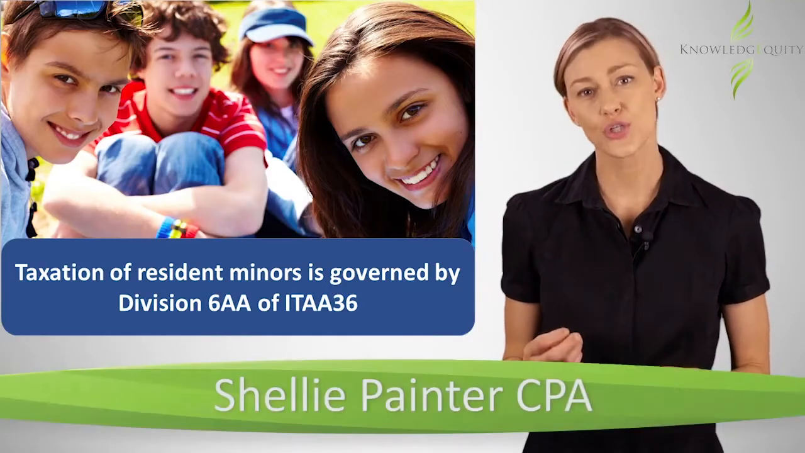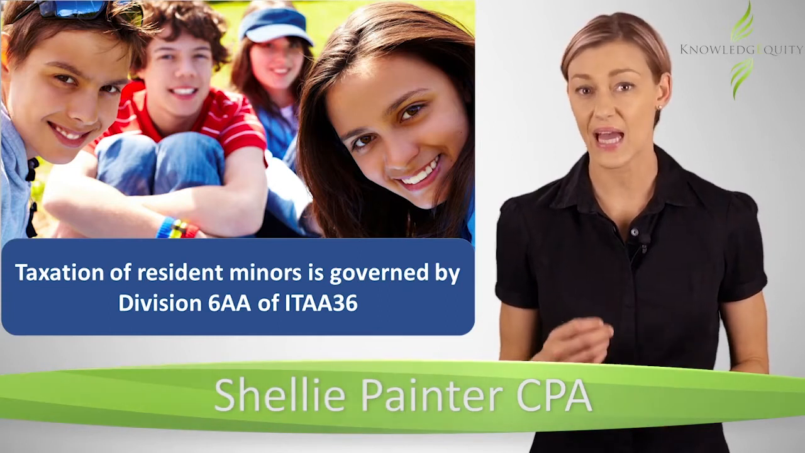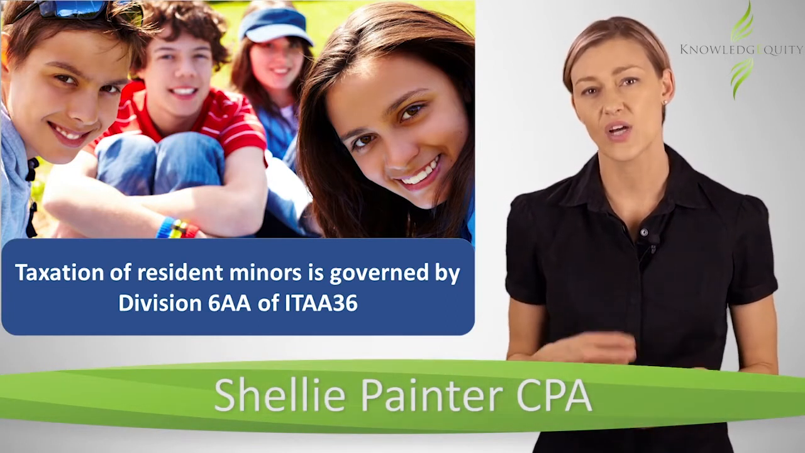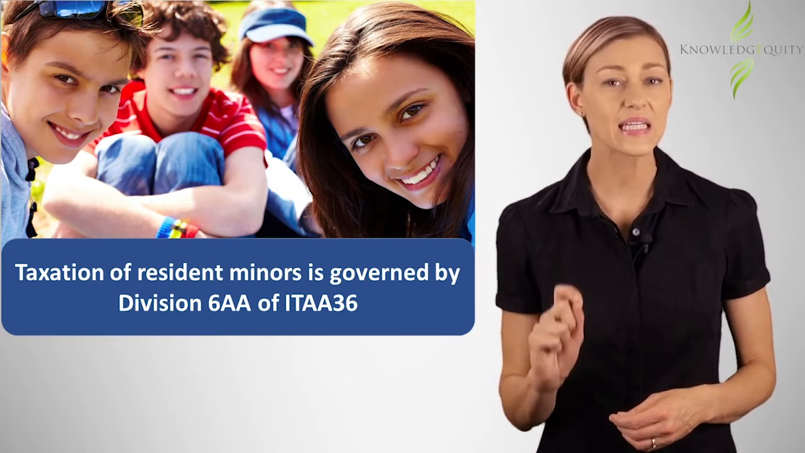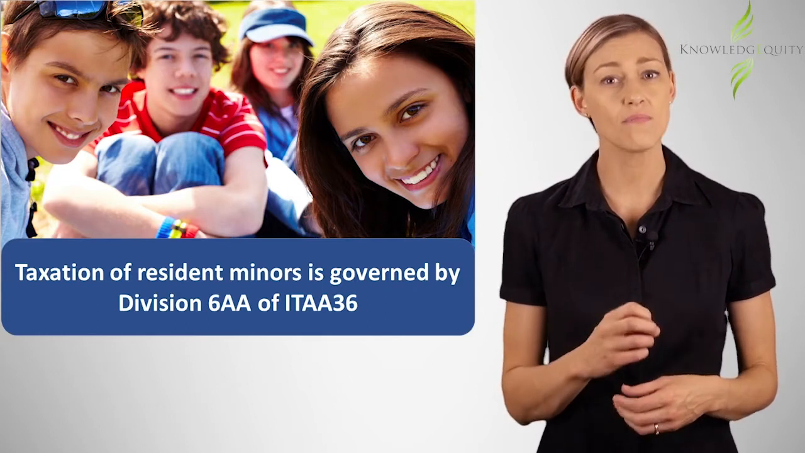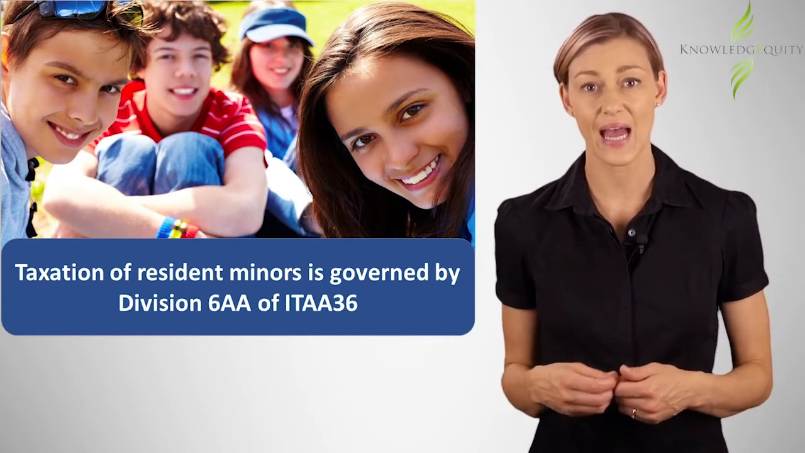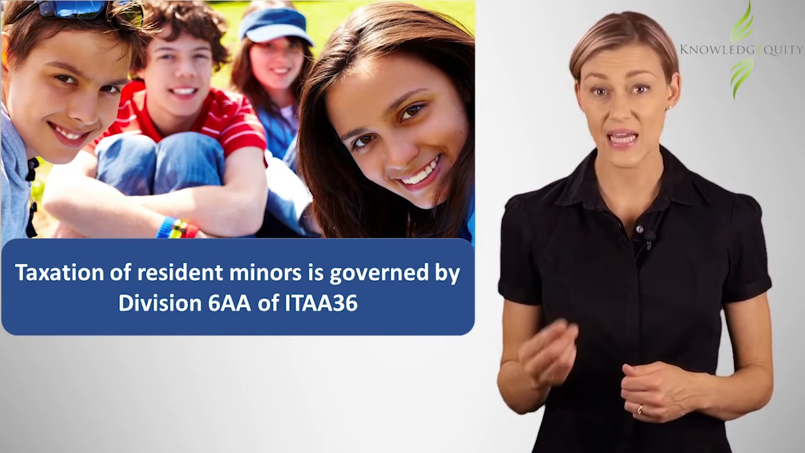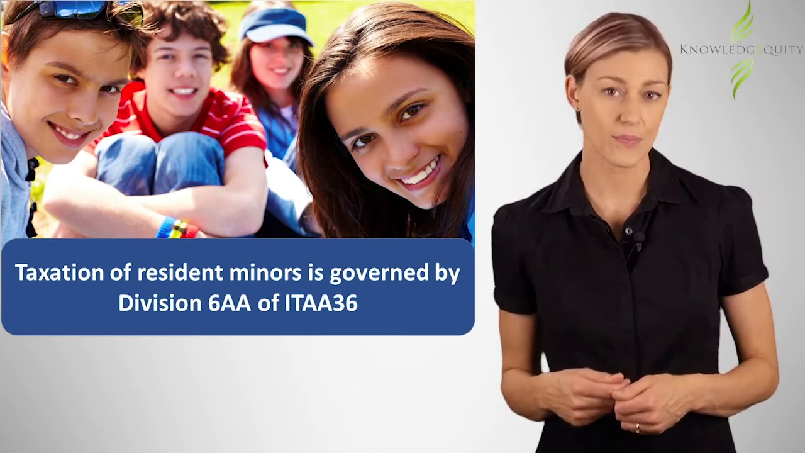Resident minors are children under 18 years of age who are taxed under Division 6AA of the ITAA 1936 at higher rates of tax on particular income they receive. The general rule is that a resident minor is taxable on all income under Division 6AA unless either the taxpayer or the income received falls under any of the exceptions to the rule.